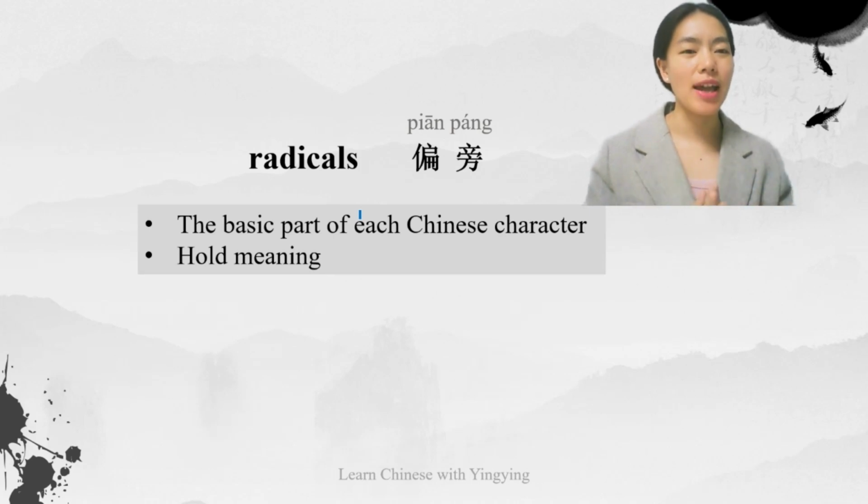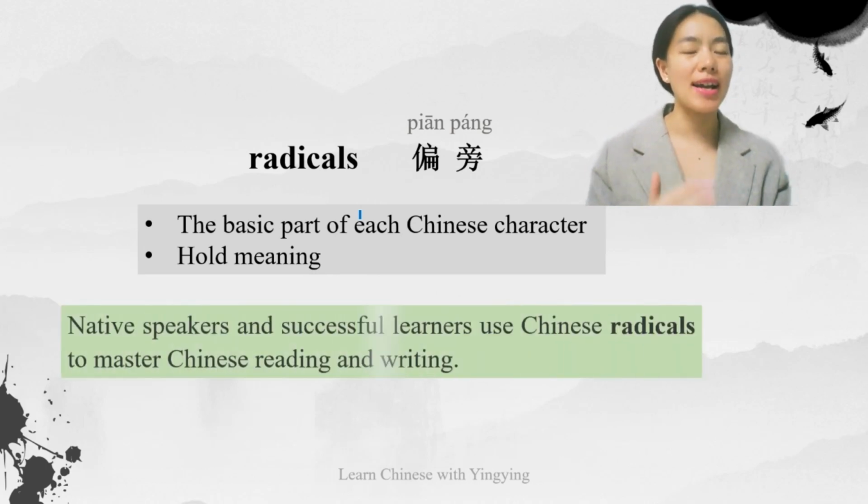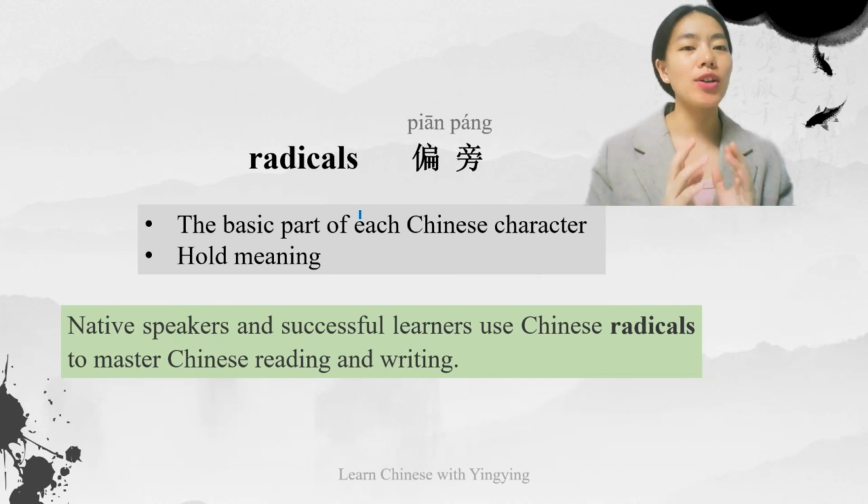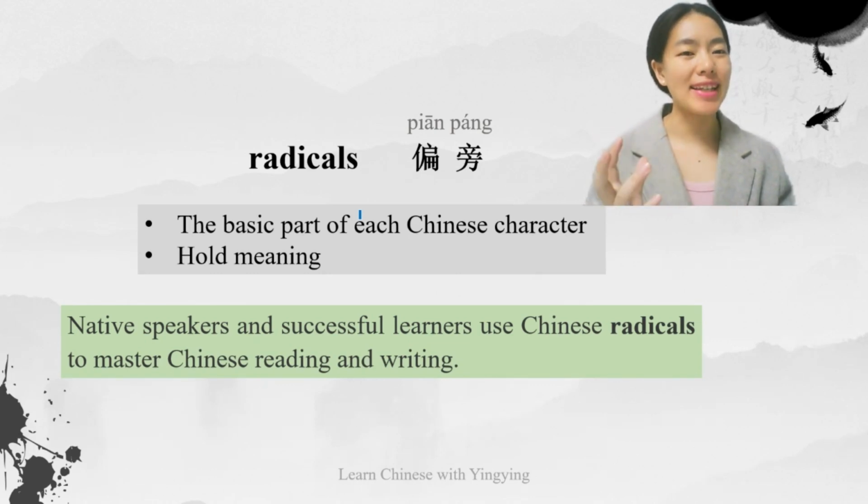Well, let's put it this way. If you start learning Chinese characters and you try to memorize each one individually, you will spend a lot of time on each character. And as a result, you will learn fewer words over more time. But if you can relate them to one another using radicals, you will learn characters more quickly and easily. Normally, native speakers and successful learners use radicals to master reading and writing.